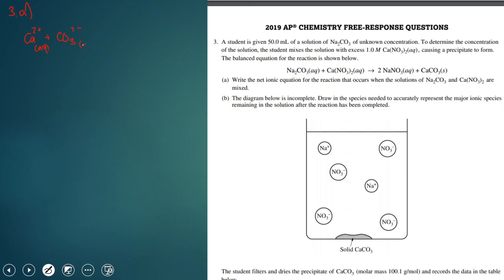Forms CaCO3 as a solid. It's a very simple equation, so it's fairly free points. Just keep in mind that you need to include the charges and you need to include the states for getting full marks. Alright, so our next question says that the diagram below is incomplete. Draw the species needed to accurately represent the major ionic species remaining in the solution after the reaction has been completed.